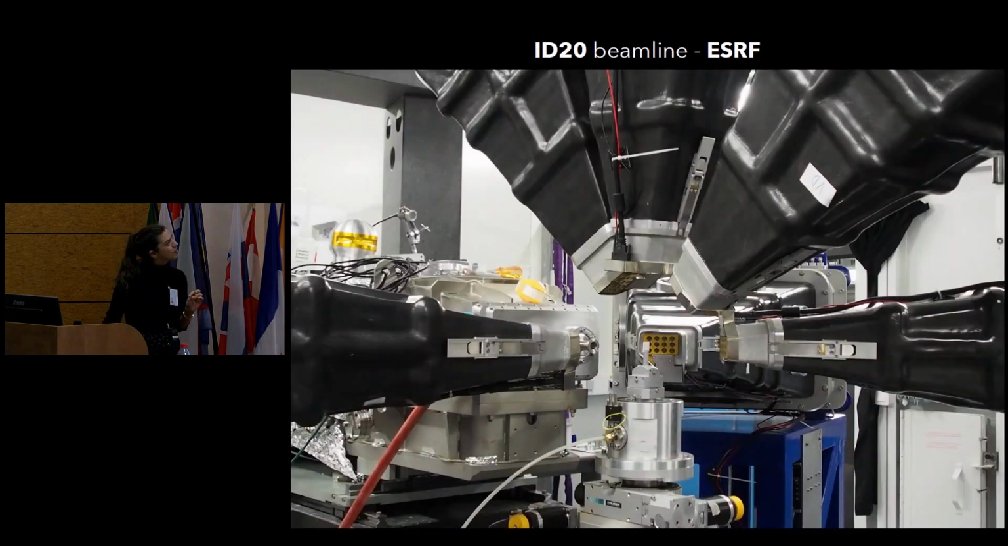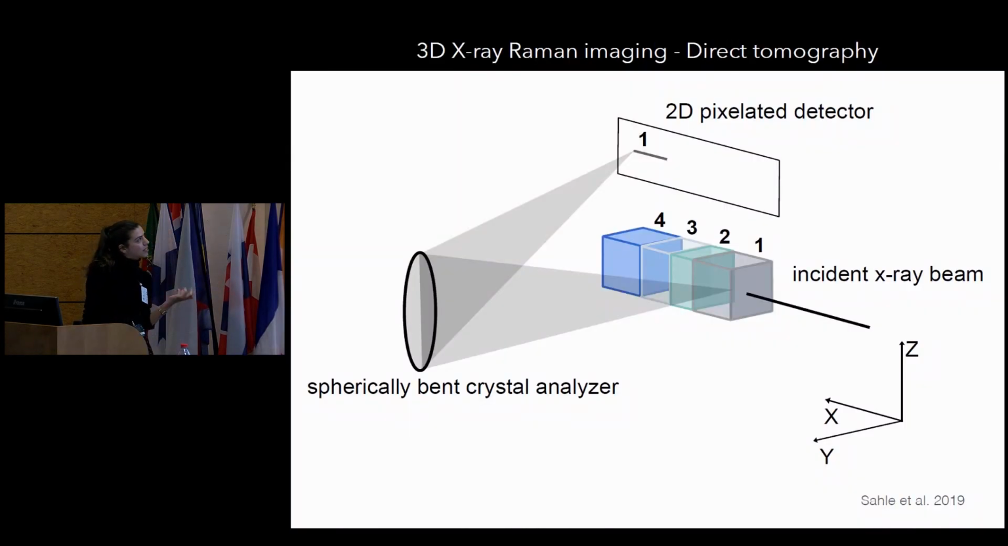Okay. So we came to the ID20 beamline here at the ESRF, and we took advantage of their beautiful spectrometer that consists of 72 analyzers. And we used the so-called direct tomography technique.